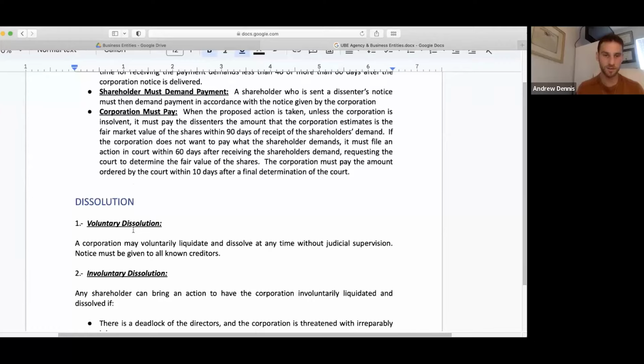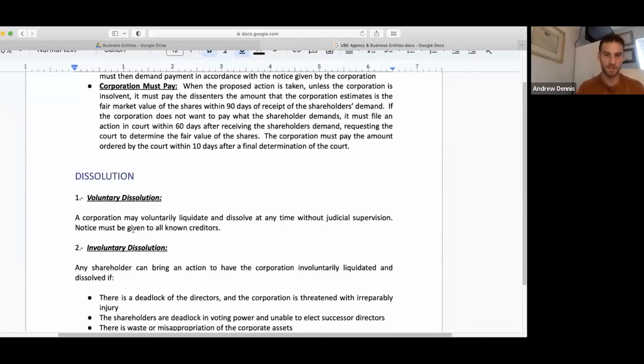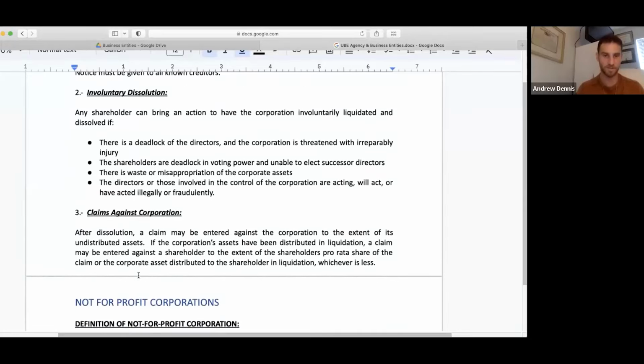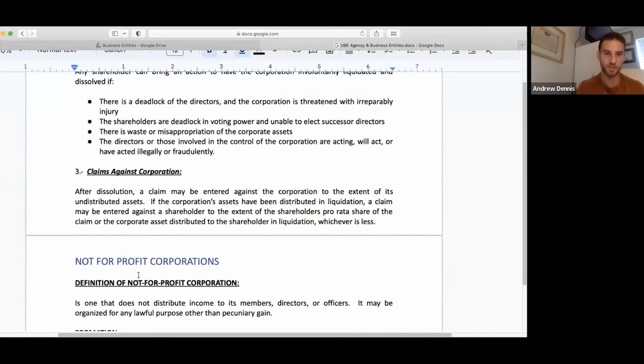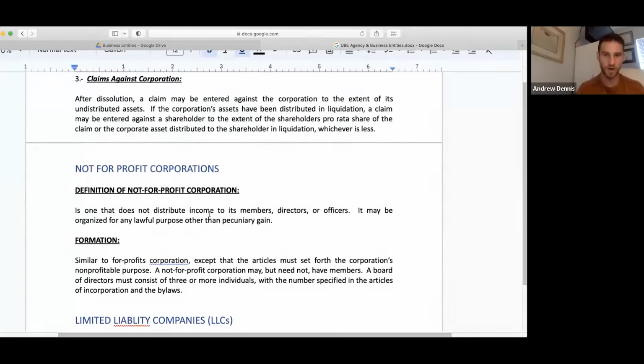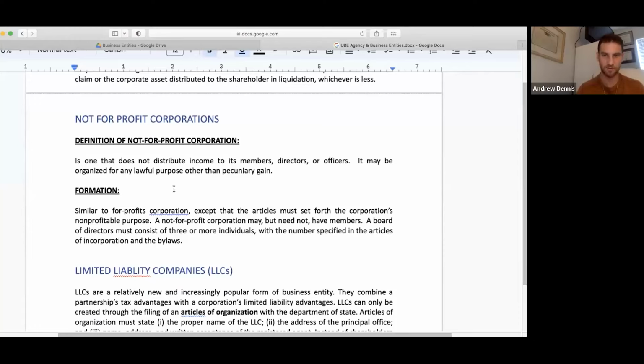So we have voluntary dissolution. A corporation may voluntarily liquidate at any time with notice, or involuntarily if there's a deadlock, there's waste, or there's fraud, or things like that. Claims against a corporation after dissolution. A claim may be entered against a corporation to the extent of its undistributed assets. If the corporation's assets have been distributed in liquidation, a claim may be entered against a shareholder to the extent of the shareholder's pro rata share of the claim or the corporate assets distributed to the shareholder in liquidation, whichever is less. Not for profit corporations, you can definitely have a not for profit corporation, it just means it's not for pecuniary gain.